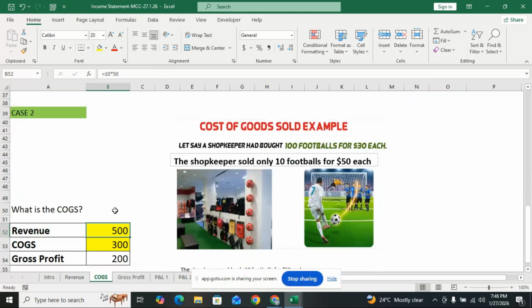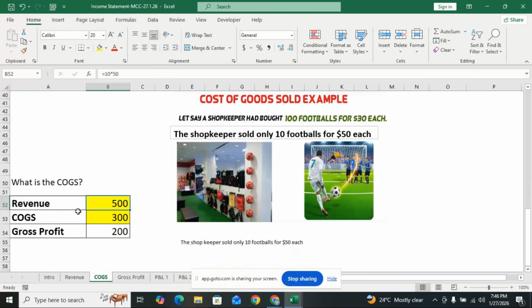Now, what is the total football sold? It is 10, priced at 50. So 50 into 10 becomes your total revenue generated. What is the COGS? So, what is the cost of these 10 footballs? The cost of these 10 footballs is 30 each. That is 300. So your gross profit is revenue minus cost of the goods sold, which is 200.